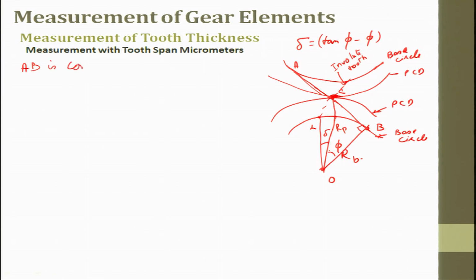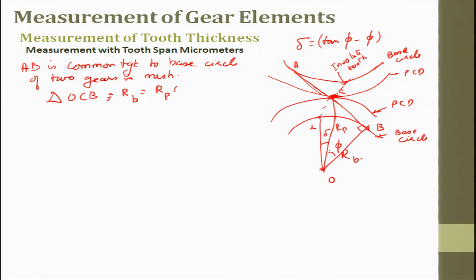AB is common tangent to base circle of two gears in mesh, right. So, in triangle OCB, RB equal to RP cos phi. Now, we know BC equal to BL, which is the arc, okay, and this derivation we have seen in the first one. We have seen in the first figure what we have explained to you, how do we find out the thickness, okay. So, BL is nothing but RB, which is phi plus del.